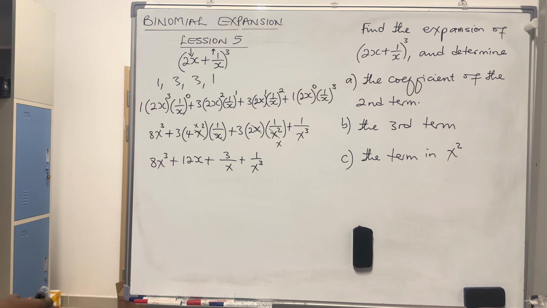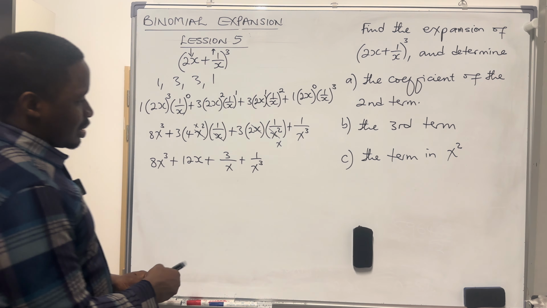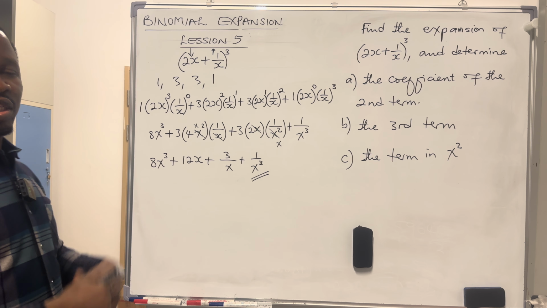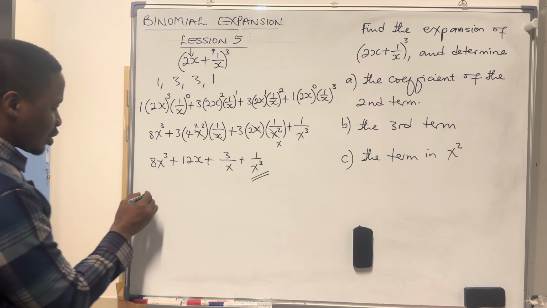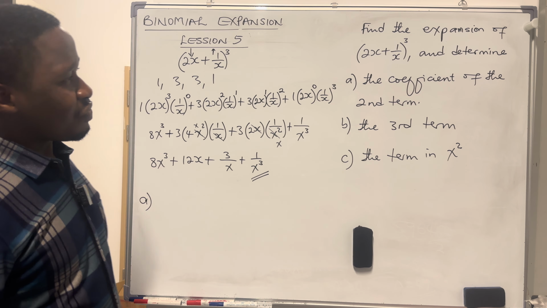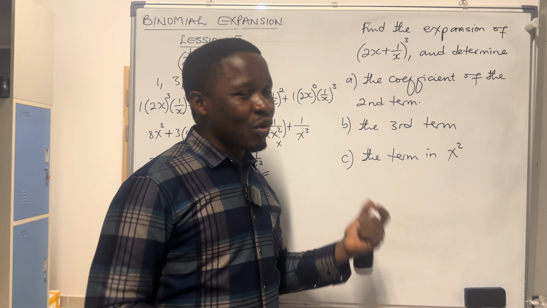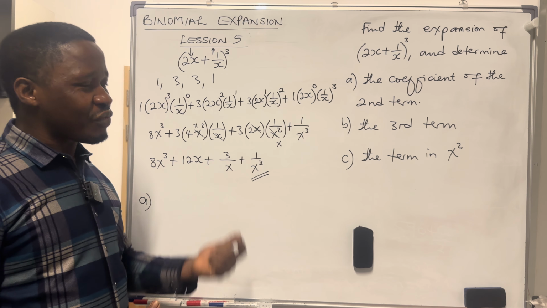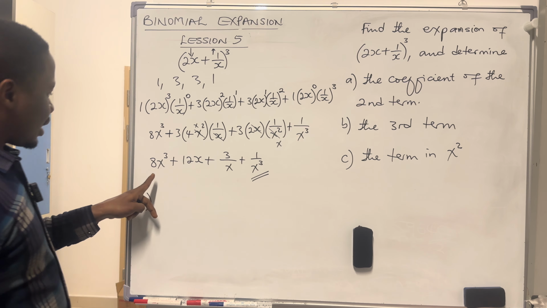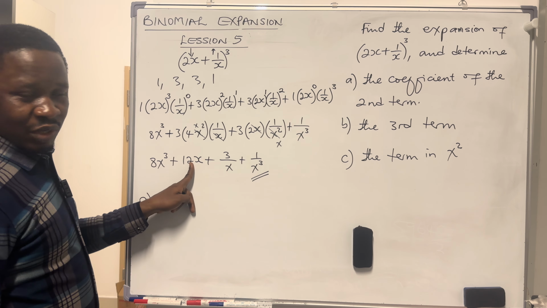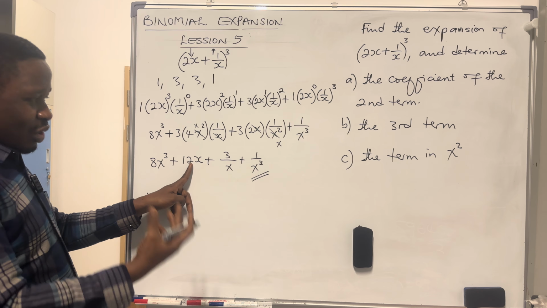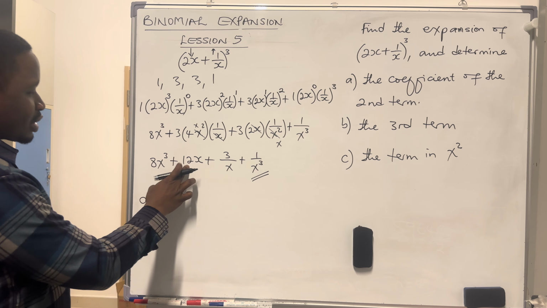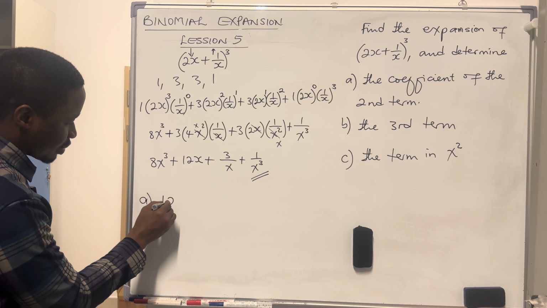Now, this is the full expansion. That is the reason I wanted to expand it fully. Now, part A of the question says find the coefficient of the second term. We are not writing the second term, but the coefficient of the second term. This is the first term. This is the second term. If the question is to write the second term, it is 12x. But the coefficient of the second term is just 12.